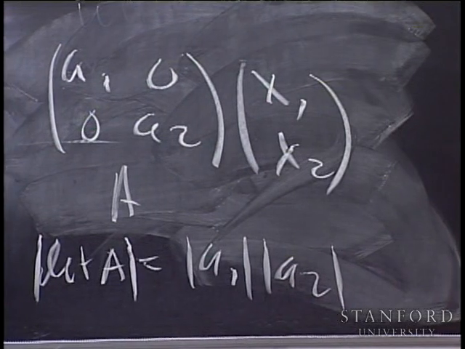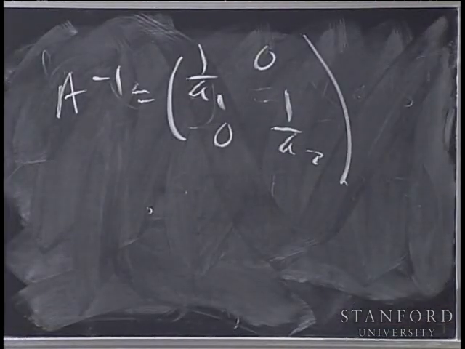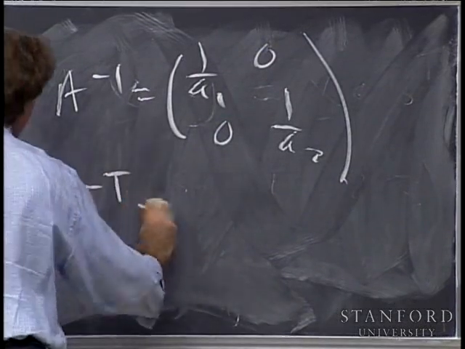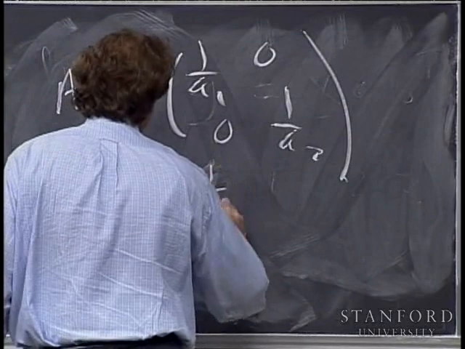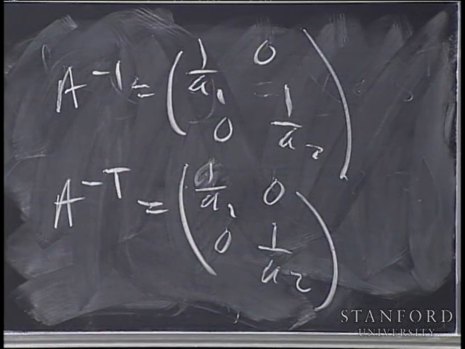What is A inverse? Well, for a diagonal matrix A inverse, and I have to assume that a1 and a2 are different from 0 here. I'm assuming the determinant is different from 0. So for a diagonal matrix, A inverse is equal to 1 over a1, 1 over a2 on the diagonal, and 0 elsewhere. And it's diagonal again, so its transpose is equal to itself. A inverse transpose is the same thing, 1 over a1, 0, 0, 1 over a2. If you unpack all this, you will find that applying the general stretch theorem in this special case leads exactly to the theorem as I had stated it before. Okay, so that's good.